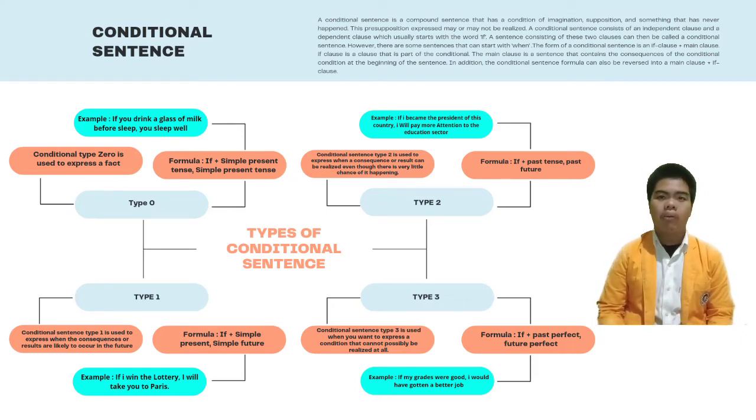The example from conditional type 3 is: if my grades were good, I would have gotten a better job. The example sentence is correct because it is based on the conditional type 3 formula, namely if, and my grades were good is past perfect. I would have gotten a better job is future perfect.